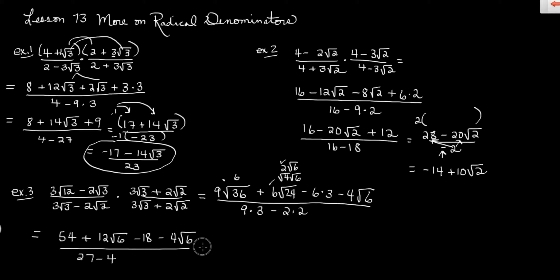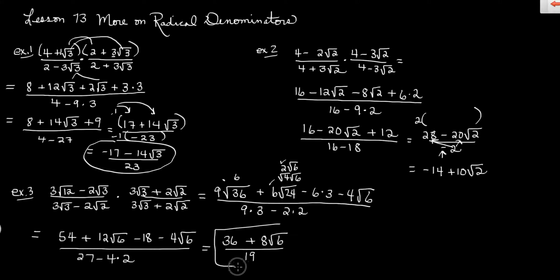And that ends up being, we have 54 minus 18 is 36 plus 8 square root of 6 all over 19, oops, should be 19 down there. What did I miss in the denominator? Let me see. 9 times 3, negative 4, oops, negative 4 times 2, I forgot the 2 down here. So it's 27 minus 8, which would be 19.